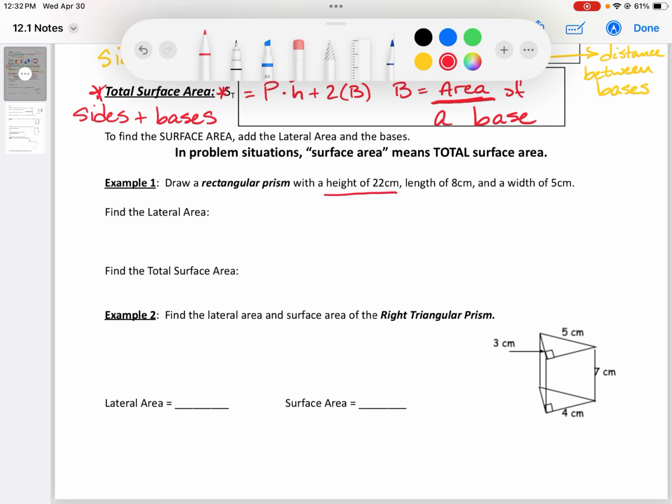First one says, draw a rectangular prism with a height of 22 centimeters, length of 8, and a width of 5. So I'm still thinking of height as the distance between my bases, and then I'm thinking of length and width of this rectangle, the end of the shape. So what I'm going to do is go ahead and sketch this out. I'm going to create a rectangle first.